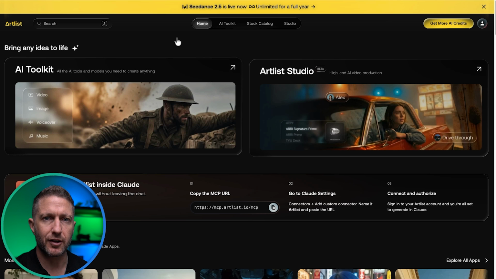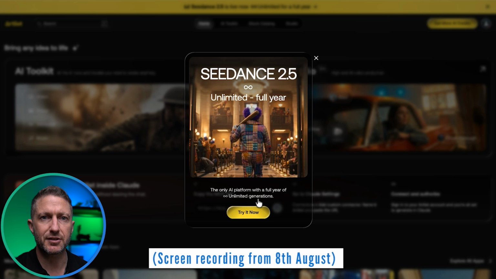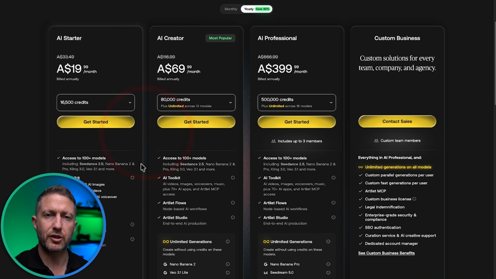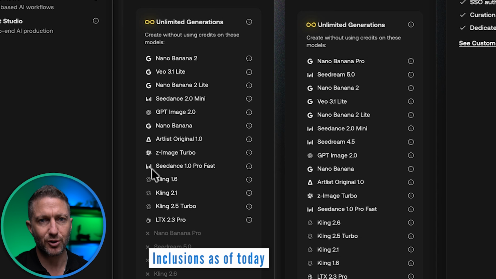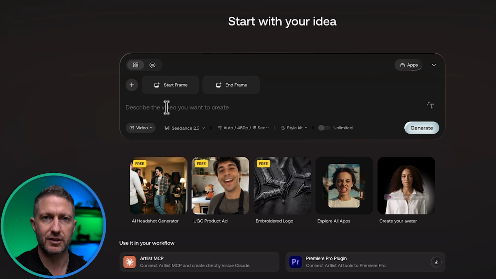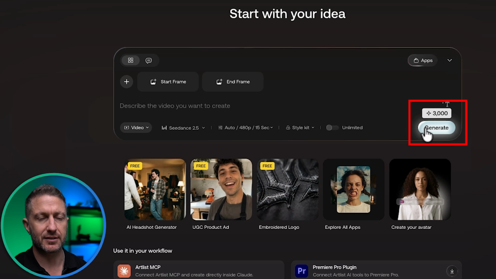When Seedance 2.5 first launched, Artlist was advertising it as unlimited for a year. But look at the pricing and inclusions for Artlist today. Seedance 2.5 is no longer included in that unlimited offer. It's now credit-based. So if you're finding older YouTube videos or search results promising Seedance 2.5 Unlimited, be aware that the offer has most likely changed.